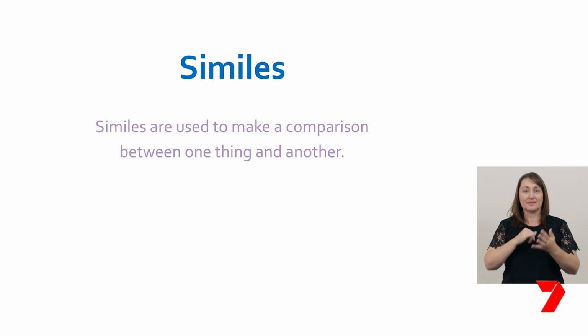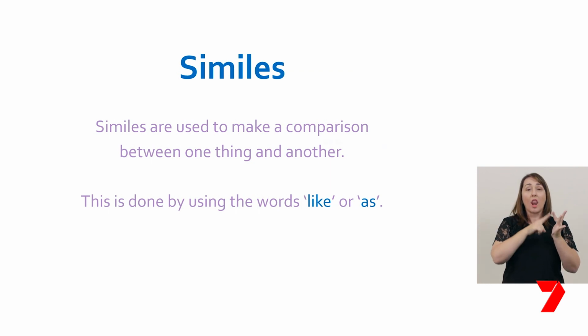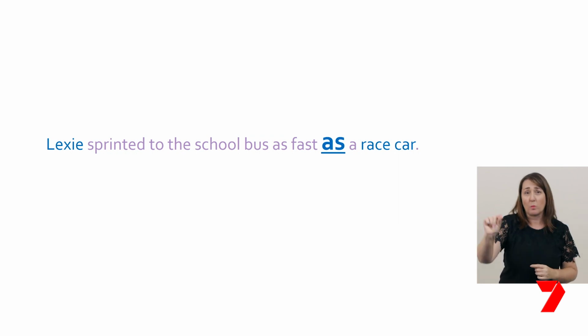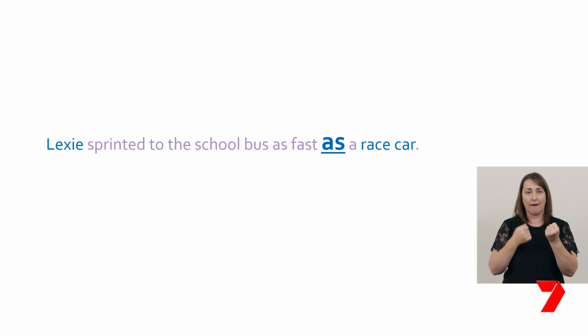Similes are used to make a comparison between one thing and another. This is done by using the words like or as. For example, Lexi sprinted to the school bus as fast as a race car. In this example, we don't really need to explain that Lexi is really fast because the simile helps us picture a race car, which we know is really fast.